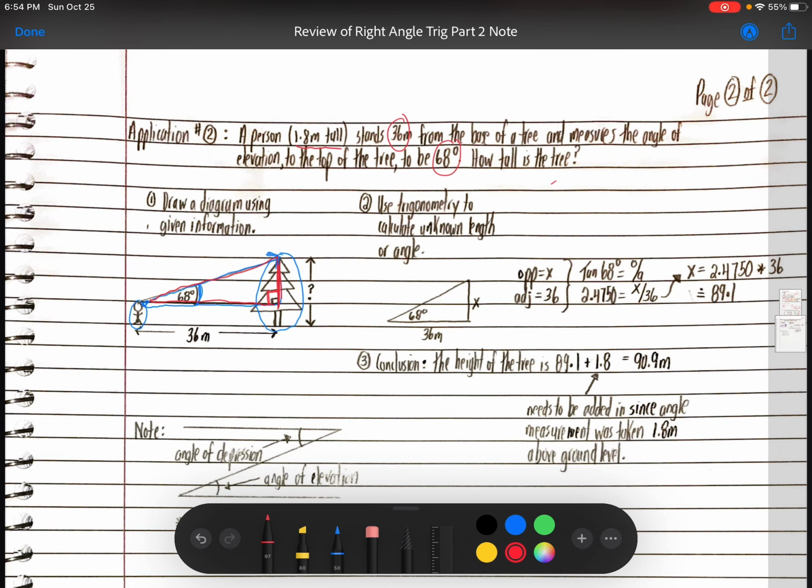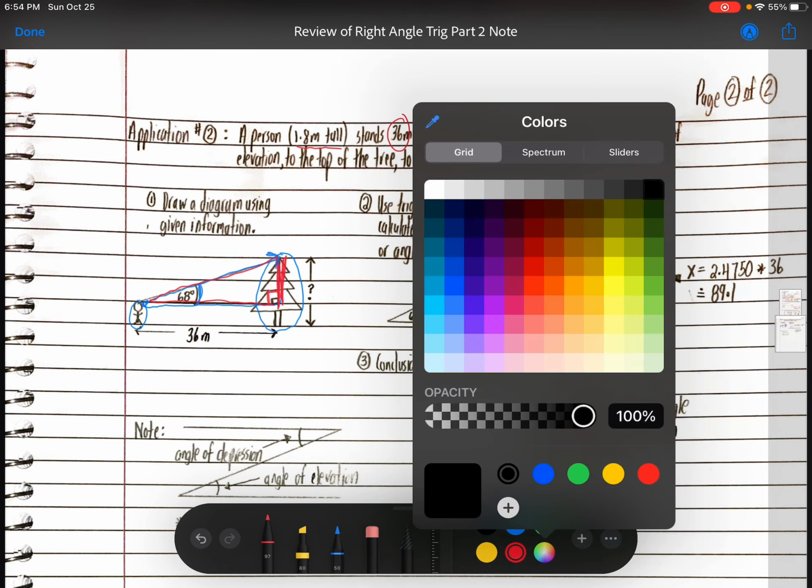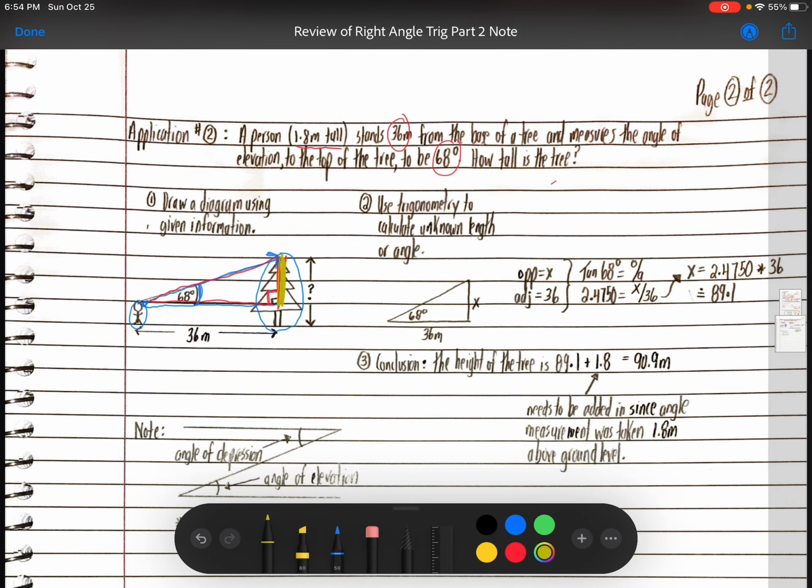Right, now I do want you to realize that this piece here, okay, that's not the height of the tree, because we're going to have to add on 1.8 at the bottom, which is the height of my person. And that's because the measurement isn't being done from the ground level, it's being done from the height of the individual.